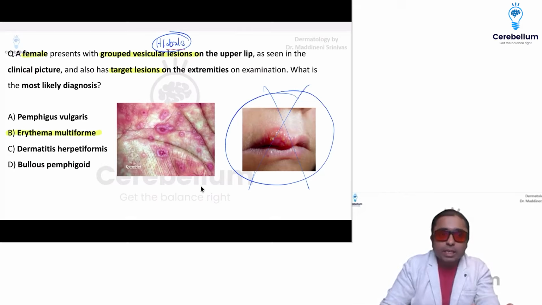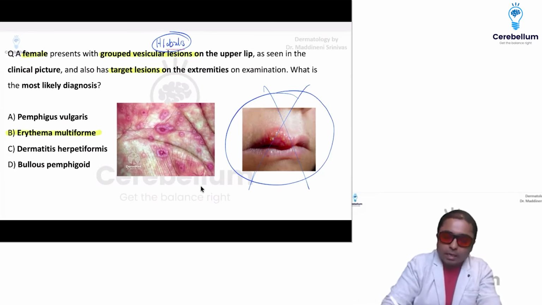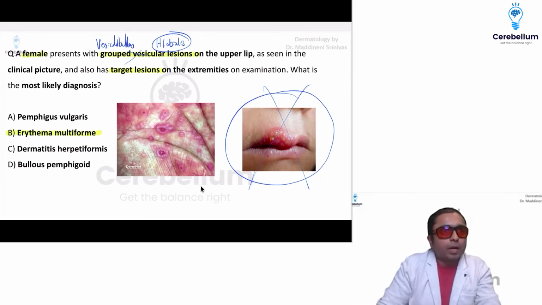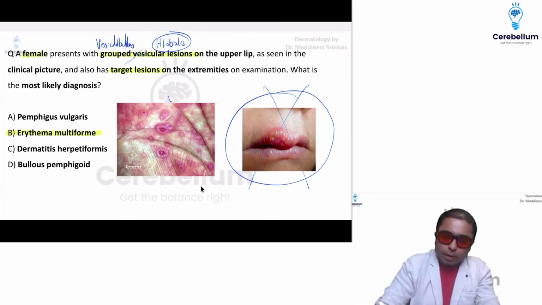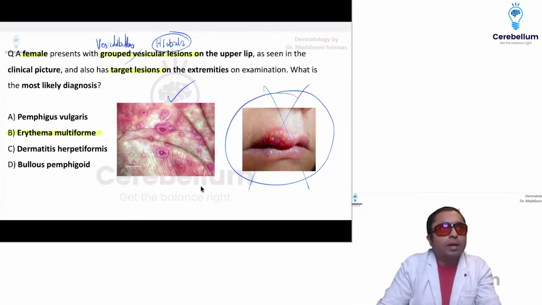Right. Acha, vesiculobullous was given instead of grouped vesicular. They have given vesiculobullous. So this is what students are giving. Right. Answer is erythema multiforme, if this is the question which was asked. Target picture is there. Okay, this picture is there. Thank you so much for the confirmation, Dr. Avani Rathod. Thank you so much. Right.